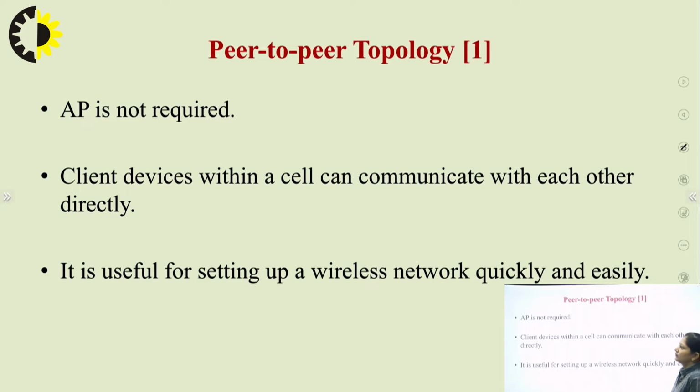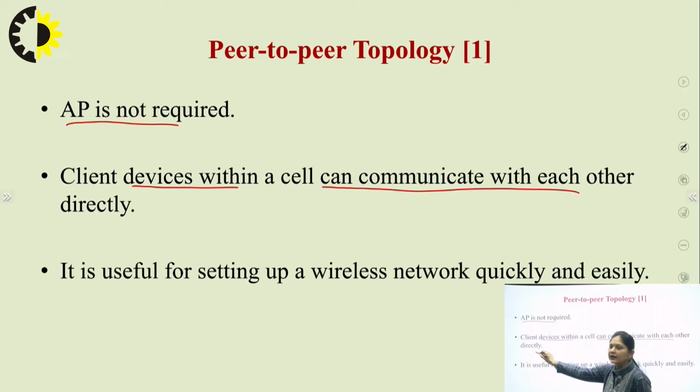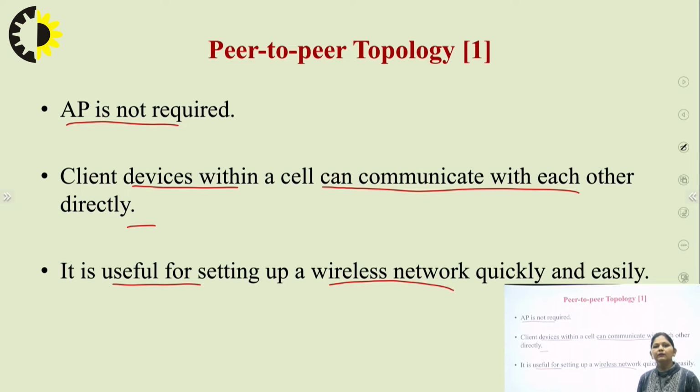Now, peer-to-peer. In the case of peer-to-peer, an access point is not required. That's why it is also called ad hoc, that is on a temporary basis, without any infrastructure. We are not having any access point. All the systems will communicate with each other by themselves. Clients within a cell can communicate with each other directly. So this is the case with P2P technology. It is useful for setting up a wireless network quickly and easily. As we have seen, in P2P technology no access point and no infrastructure is required. All systems can communicate with each other without any infrastructure. That's why it is easy to establish, and we are working in the wireless mode quickly and easily.